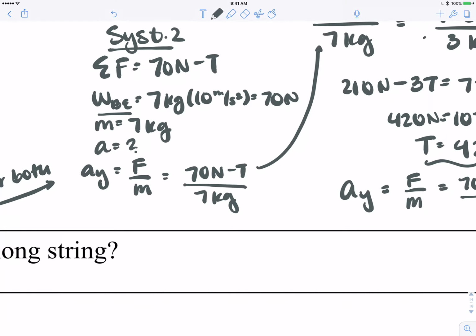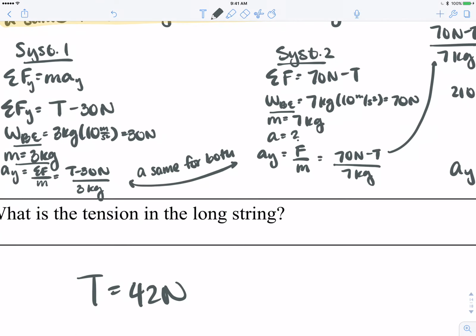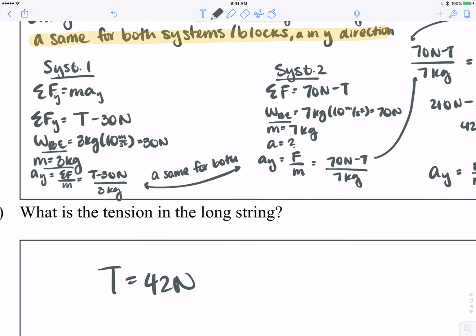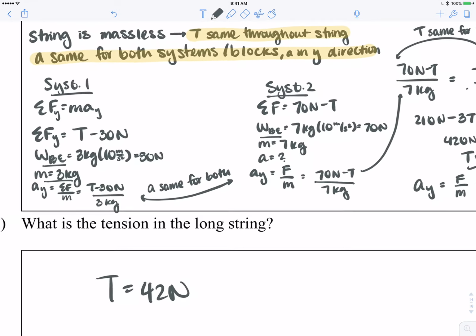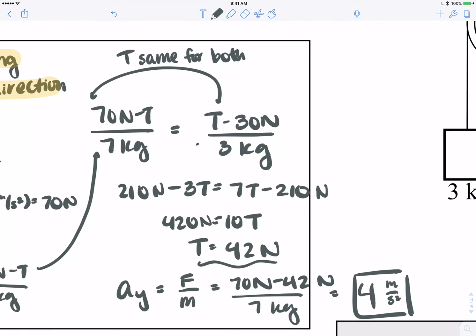So acceleration in the y direction is equal to the sum of the forces over the mass, which is equal to 70 newtons minus T over 7 kilograms. And we know that the acceleration is the same for both the first system and the second system, because like we said before, they're on the same pulley system. So now we can set the two systems equal to each other since they both equal acceleration in the y direction. So now we have 70 newtons minus T over 7 kilograms equals T minus 30 newtons over 3 kilograms.